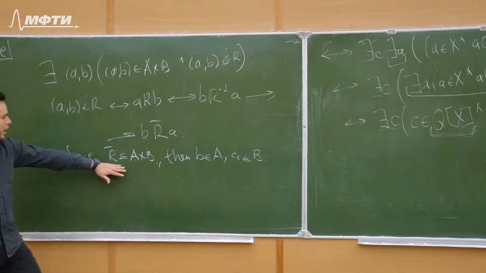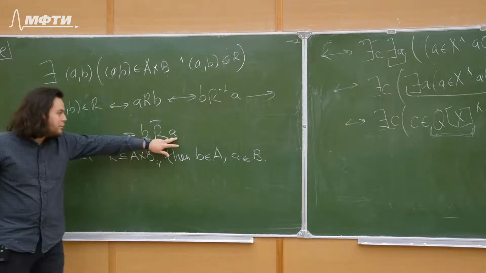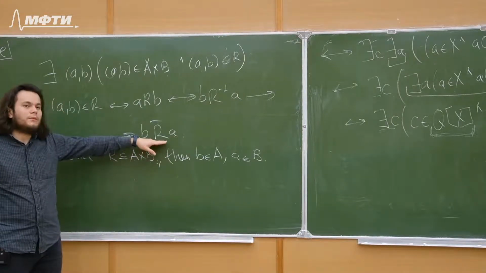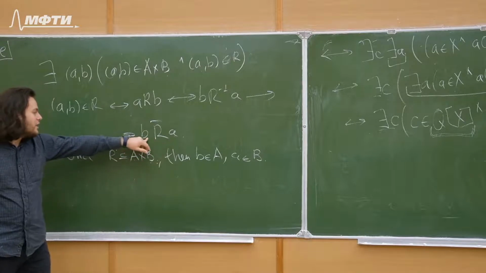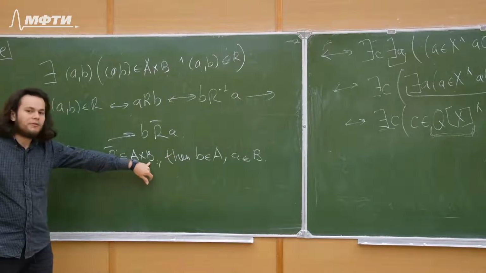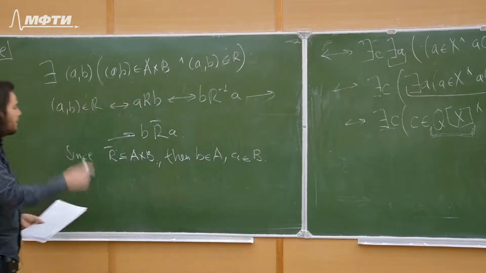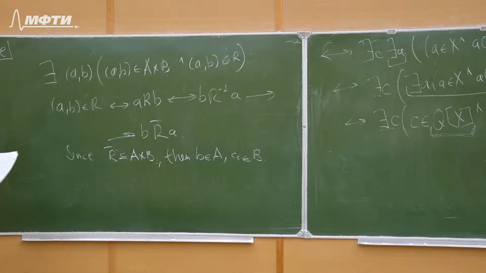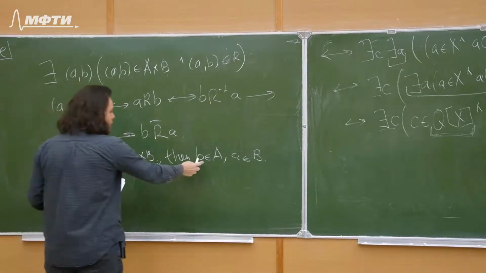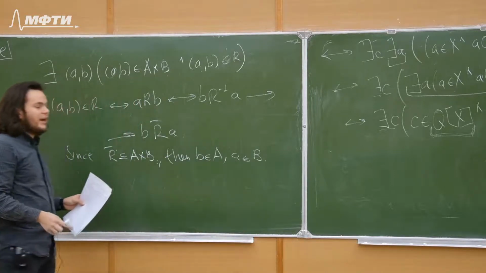So look, the complement of R is a subset of the Cartesian product A×B, right? And we have that (B, A) belongs to the complement of R. It means that B is an element of A, and A is an element of B, right? But we know that A is an element of A, so B is an element of B, and A is an element of A.